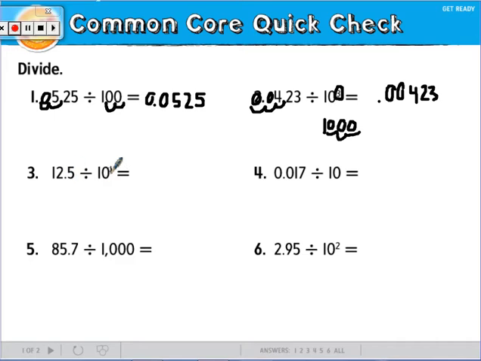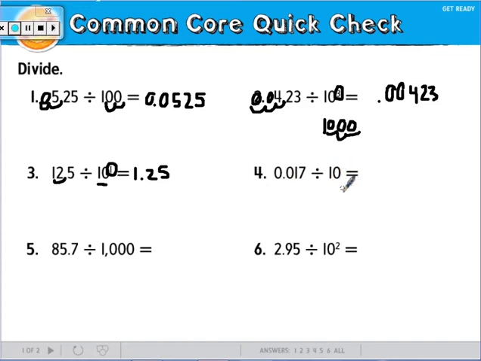Okay, so here we have 10 to the first, which is just 10. So how many zeros are in 10? 1. So that means I need to move this 1 place. So that's 1 and 25 hundredths. Now I'm doing all these because I want you to see it. It's something that we're going to be doing later.